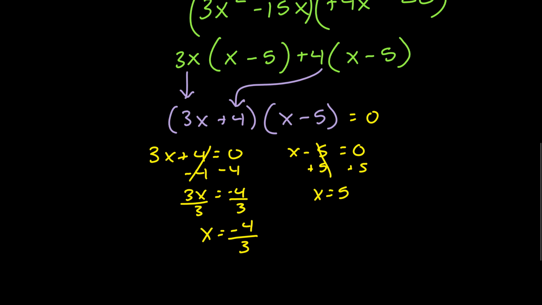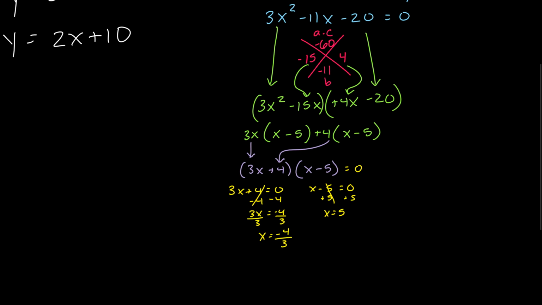So we know that the solution between two lines is going to be a coordinate point. So not only do we need an x value, we need a y for both. So I'm going to plug it back into the 2x plus 10. What is 2 times 5 plus 10? This one's easy. So when x is 5, y is 20. And what is 2 times negative 4/3? What is that?